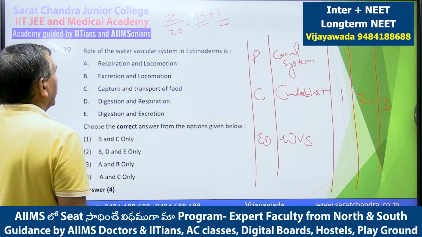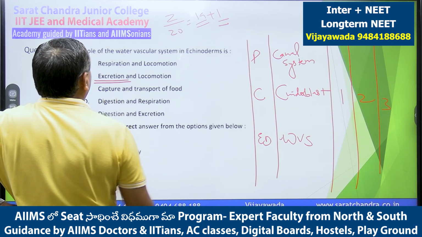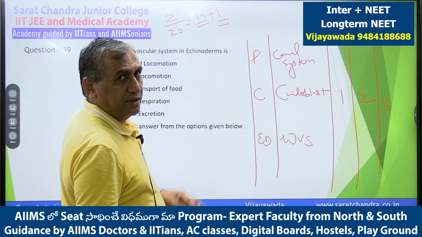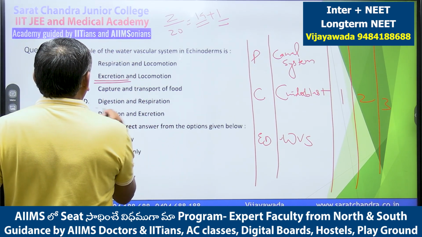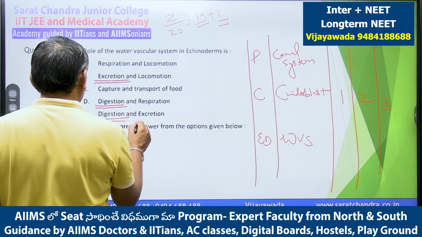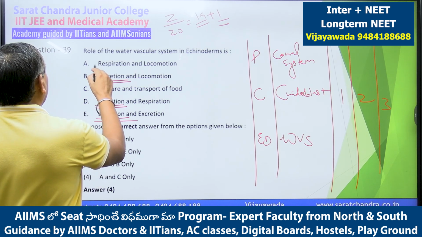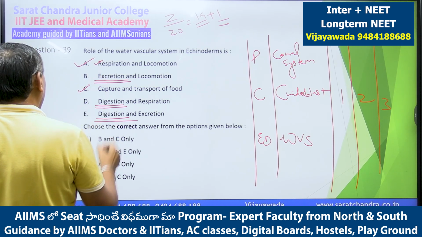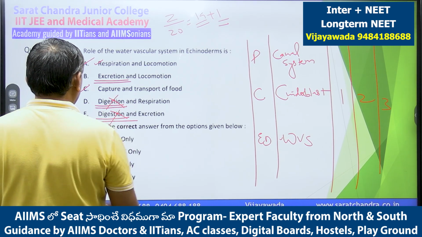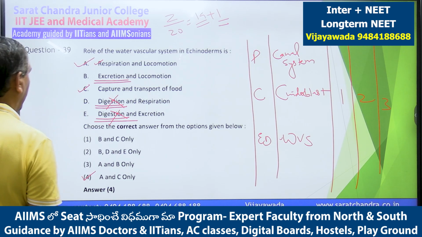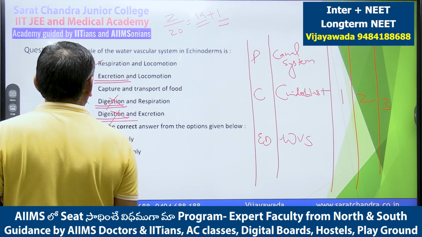So it is not related with the excretion. In Echinodermata, a specific excretory structure is absent. It is not related with digestion. It is related with locomotion and respiration, capturing the prey. So A and C are not at all related with digestion. So D and E are not there. Getting what is the answer? This.